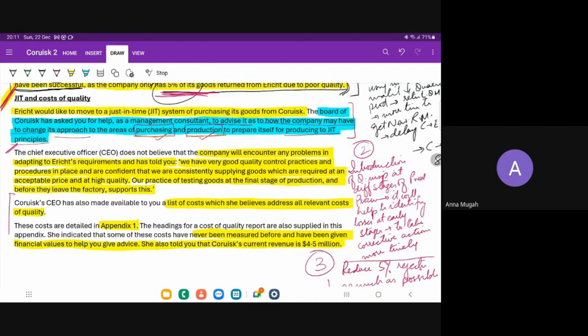Now, this is an important thing. Corsic's CEO has made available to you a list of costs which she believes addresses all relevant cost of quality. These costs are detailed in Appendix number 1. The headings of the cost of quality reports are also supplied in this appendix. She indicated that some of these costs have never been measured before and have been given financial values to help you to give advice. She also told you that Corsic's current revenue is 4.5 million.